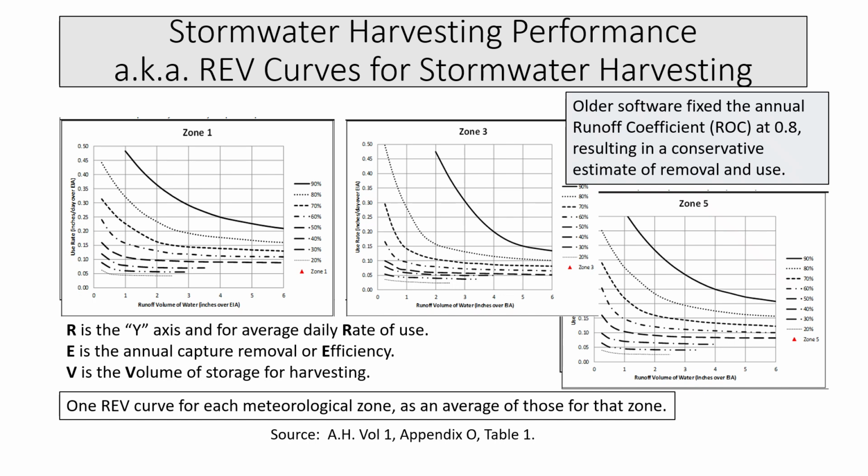Historically, older software used for these calculations would fix the annual runoff coefficient, or ROC, at a conservative 0.8. This value essentially assumes a highly impervious land area, leading to an estimate of removal and use that was often on the higher, more conservative side. However, newer regulations now allow for the use of a more realistic and documented ROC, providing a more accurate assessment of water use and capture effectiveness. This improved accuracy is incorporated into tools like BMPFast. Ultimately, these REV curves are developed as an average for each meteorological zone to provide consistent performance estimates.